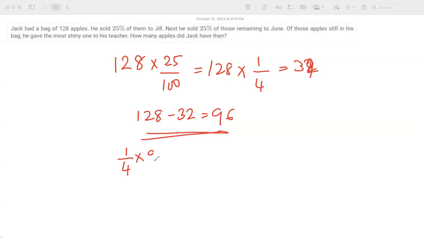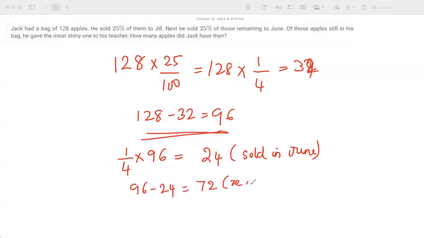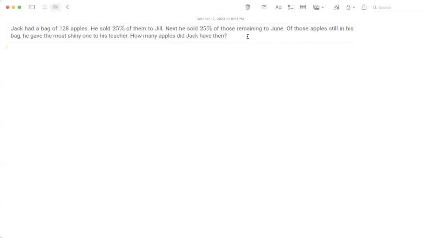You're too fast for me. So 25% of 96 is 24, and then 96 minus 24 is 72. And then it says of those apples, he gave the most shiny one to his teacher. So that would be 72 minus 1, which equals 71. You forgot the last step. Yeah, I realized it last second. I was just looking at my work. Read carefully.